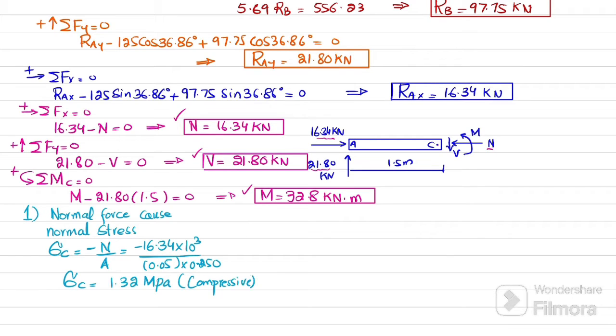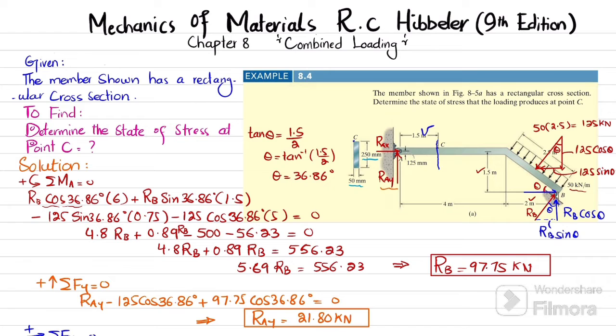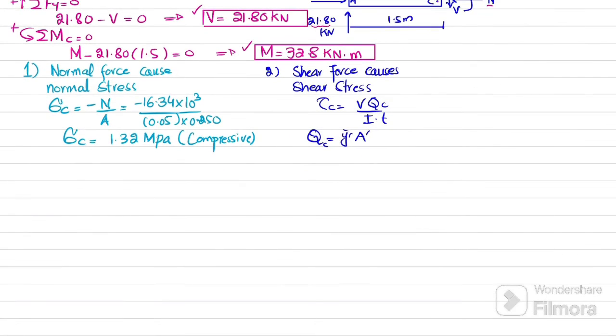Now the second case is the shear force. Shear force is vertical, and shear force causes shear stress at point C. We know that shear stress at point C is equal to V into QC divided by I into T. Since QC is equal to Y dash bar into A dash, what is A dash? A dash at this point, this is point C, there is no area above it. So A dash is equal to 0, so QC will be equal to 0. When you put it in this formula, you will get shear stress at point C to be 0.